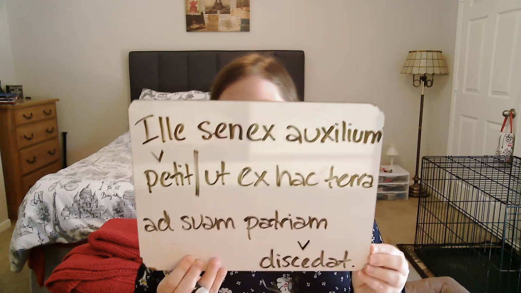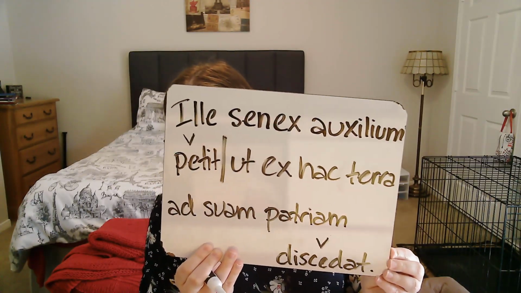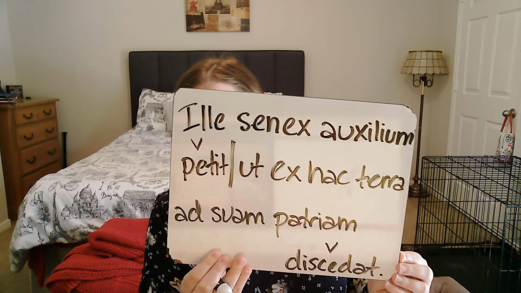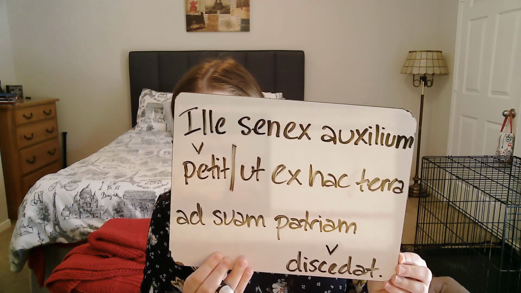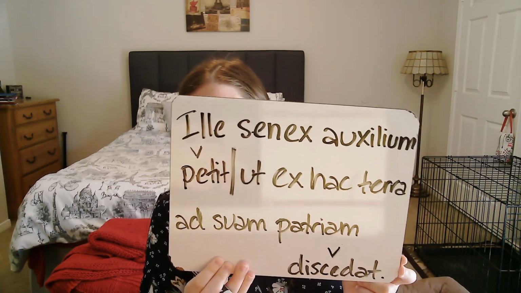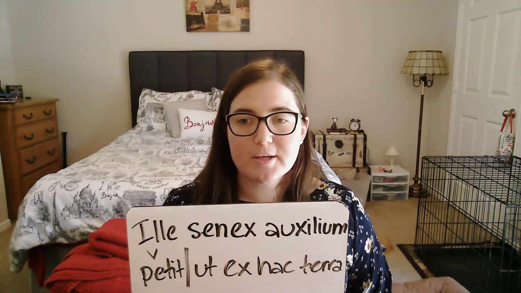Next, I'm going to parse my other verb here, petit, just to be thorough. That is also third person singular, present, active, indicative now of peto, petere, to seek, aim at, beg, or beseech. Now I'm looking for subjects. I notice one here with ille senex. That is nominative, so I'm going to mark that as my subject and start parsing everything else in my sentence.